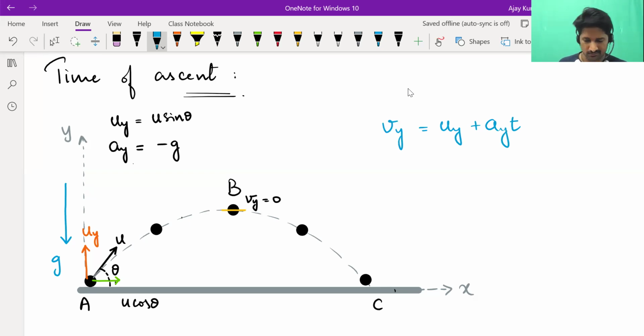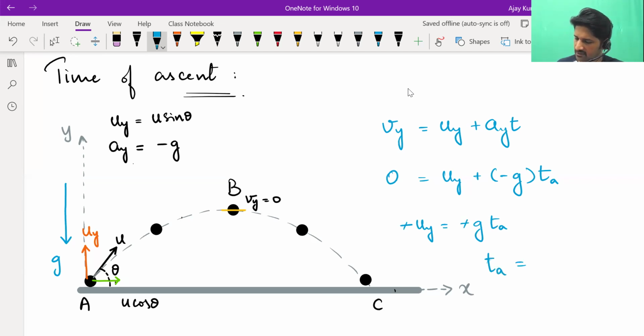Okay. So anyway, at point B, we want the time taken to go from A to B only. At B, the velocity in the y direction is 0. At A, let's keep it uy only. Later we'll substitute it as u sine theta. Plus the acceleration in the y direction is minus g multiplied with time, which is the time of ascent. So send uy this side, you get minus uy is minus g into time of ascent. Minuses cancel. Send g this side. As expected, the time of ascent turns out to be uy divided by g.